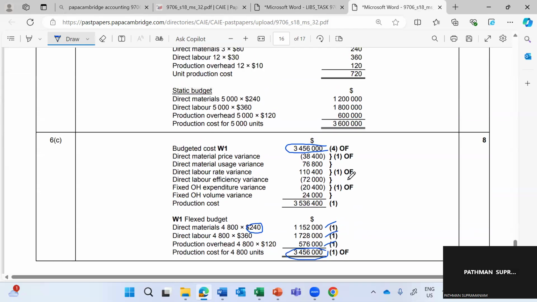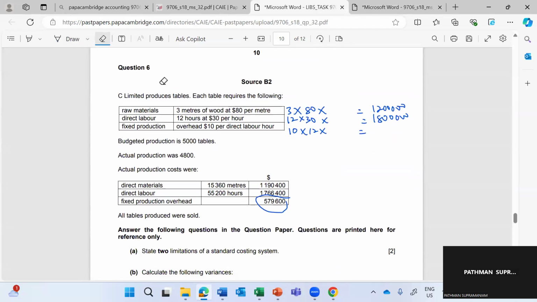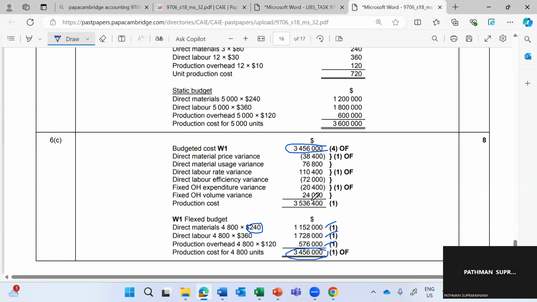3,456,000, right? So from this figure to arrive at the actual cost, okay, the actual cost is calculated by just summing up these three figures. When you total up these three, you will get 1,190,400 plus 1,766,400 plus 579, okay, you will get 3,536,400. Okay, that's how you got 3,536. So between the standard cost and the actual cost, you put in the variances which cause the difference.